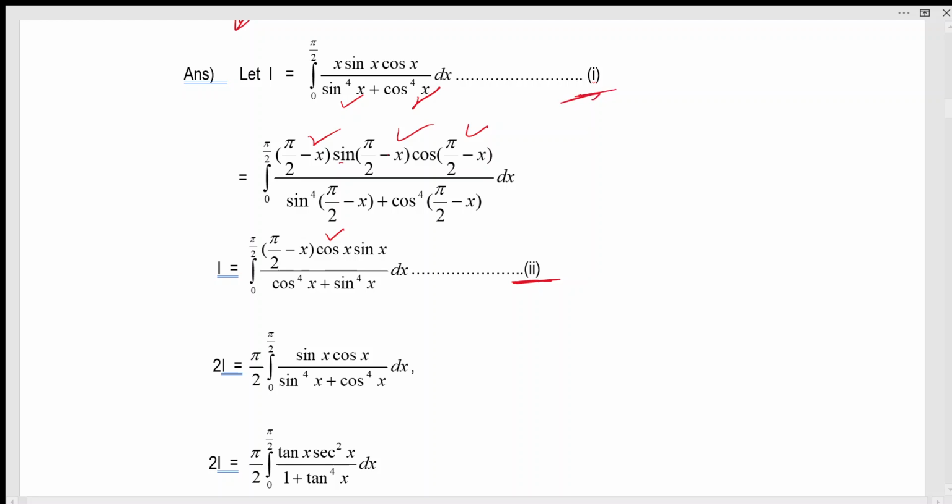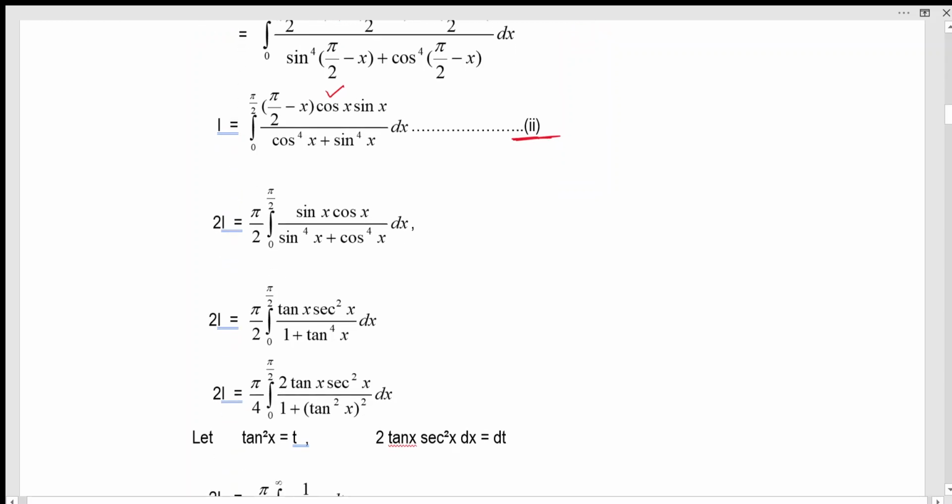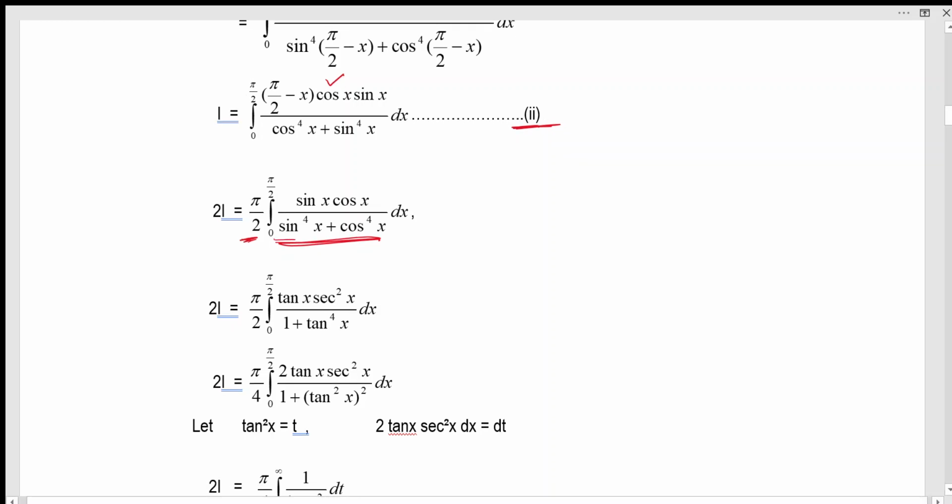Adding equation 1 and 2, you will get rid of x again, and pi upon 2 you can take common outside, that's a constant. So 0 to pi by 2 sine x cos x upon this. Now how to integrate this? Make sure you divide by cos raised to power 4x. So let's divide by cos raised to power 4x over here, in the denominator and the numerator also. Now this will become 1. Sine upon cos is tan.